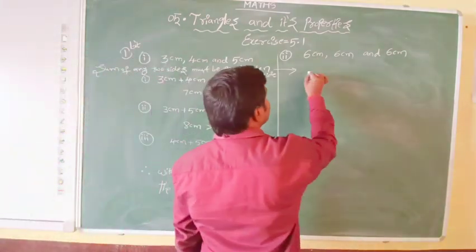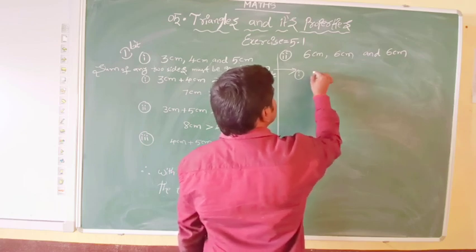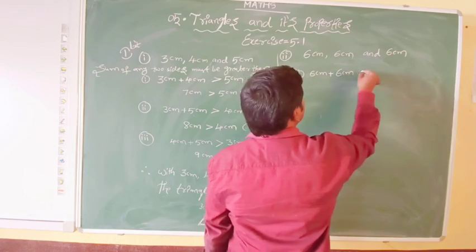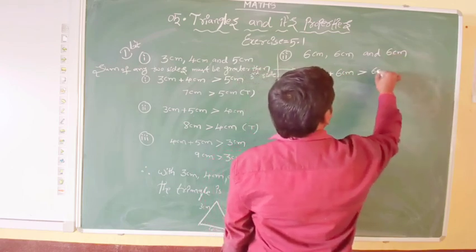Okay, let's go for that. First, 6 centimeter plus this 6 centimeter should be greater than the third 6 centimeter.